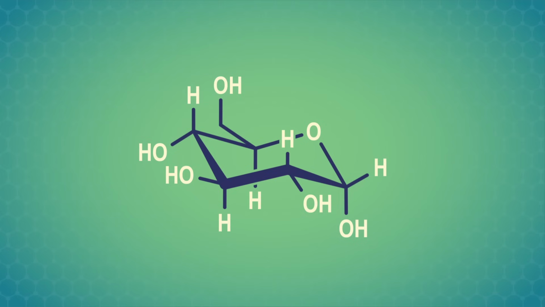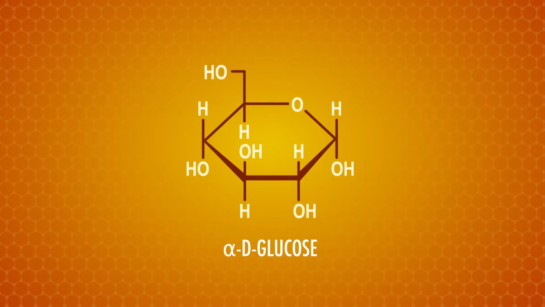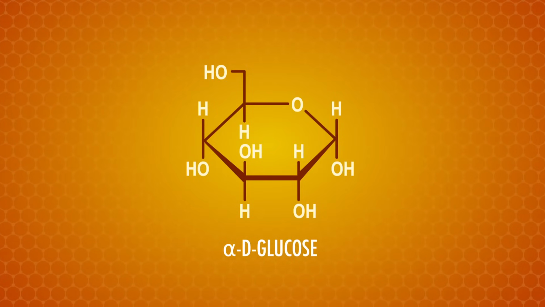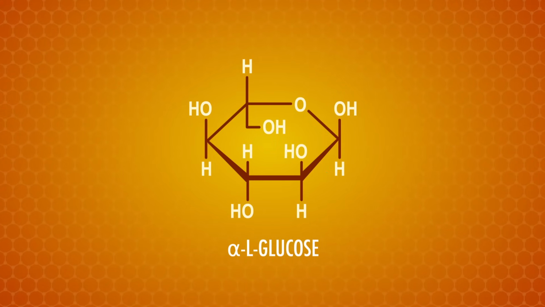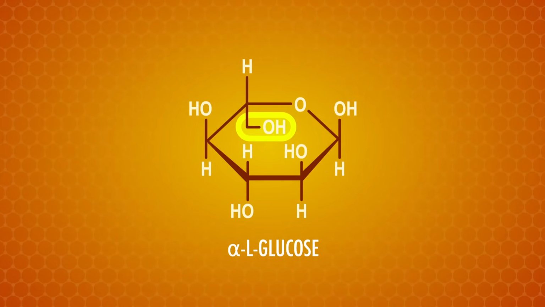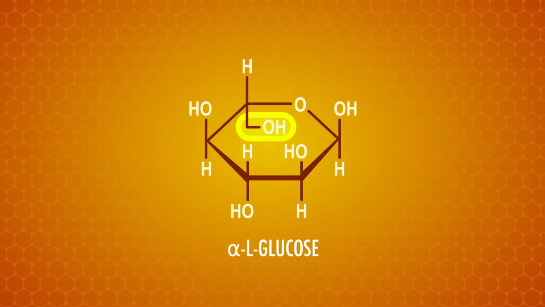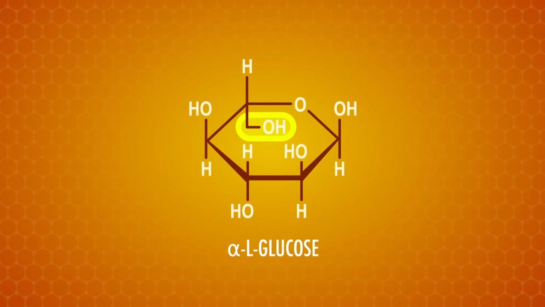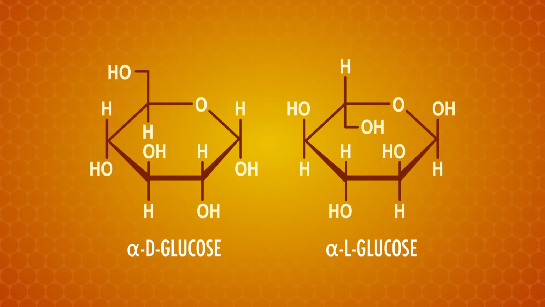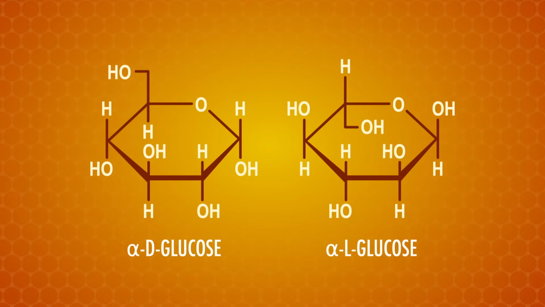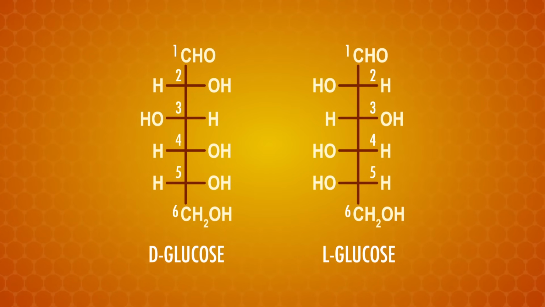Since the Haworth shows groups that are above and below the ring, it maps really well onto the chair form. We place the substituents that point up on the Haworth in the positions on the chair that point above the ring. Like I mentioned, this is the D form of glucose, but let's look at alpha L-glucose for practice. The CH2OH group points below the ring on the Haworth projection, and the stereochemistry of all the carbons are flipped. L-glucose is the enantiomer of D-glucose. And here's what its Fischer projection looks like.